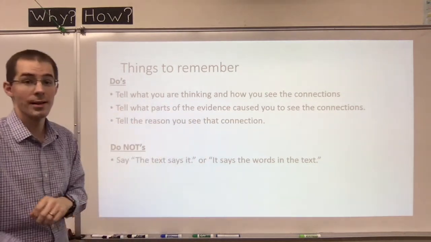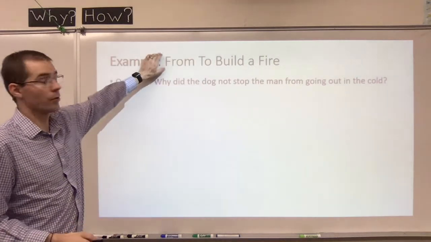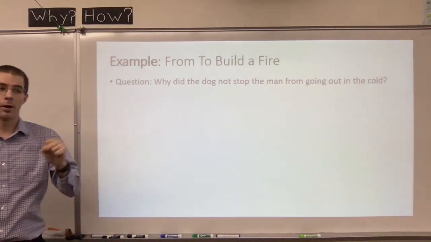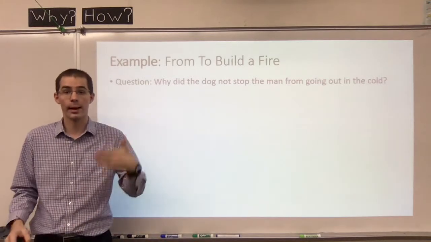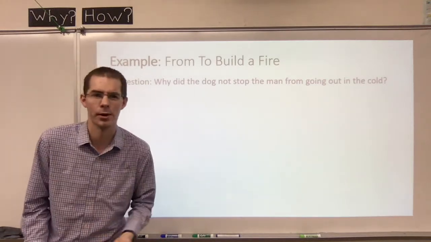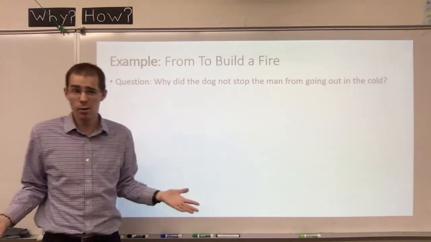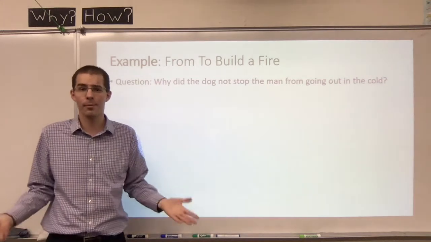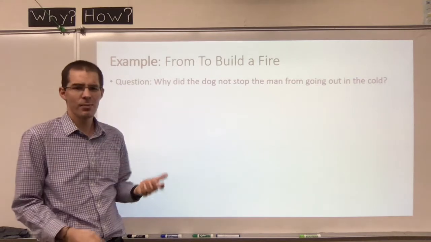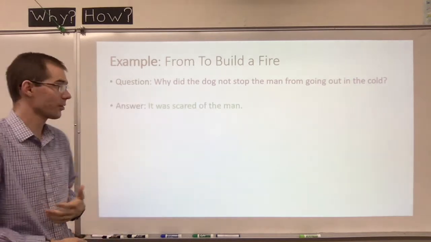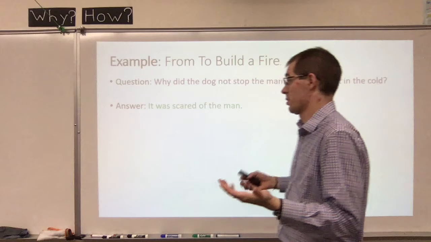So let's take a look at some examples here on the ICE paragraphs. My example comes from To Build a Fire from Jack London. Now the question I asked was, why did the dog not stop the man from going out in the cold, this negative 75-degree weather? Why did the dog not stop him? If we're reading the story, the dog didn't want to go, but he didn't show any apprehension to the man. So why? I have to think about that. I give my answer as the dog was just scared of the man. Simply put, the dog was very scared of the man.